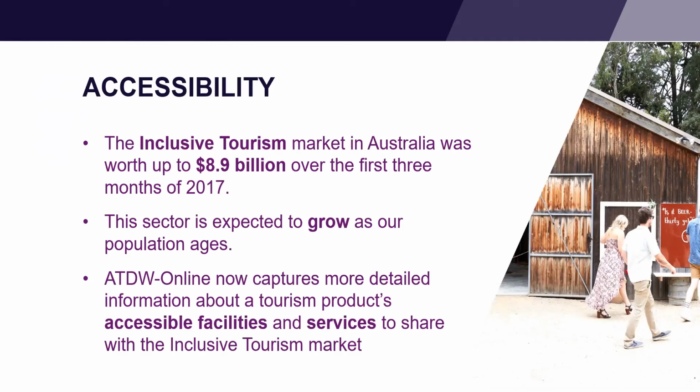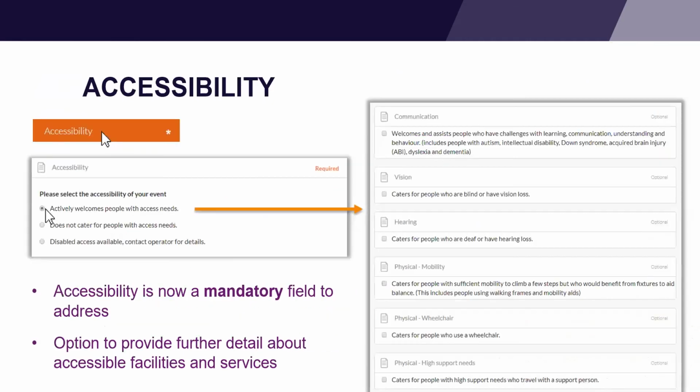New analysis by Local Government New South Wales estimated that the inclusive tourism market in Australia was worth up to $8.9 billion over the first 3 months of 2017. And it highlights the expected growth of the sector as our population ages and more people experience some level of disability. ATDW have recently made an enhancement to the accessibility field within the platform, which now captures more detailed information about a product's accessible features and services to share with the inclusive tourism market.